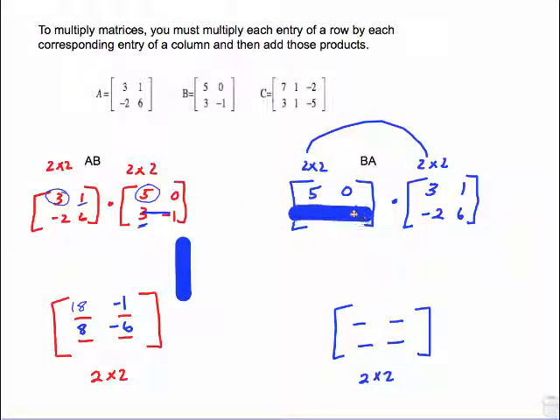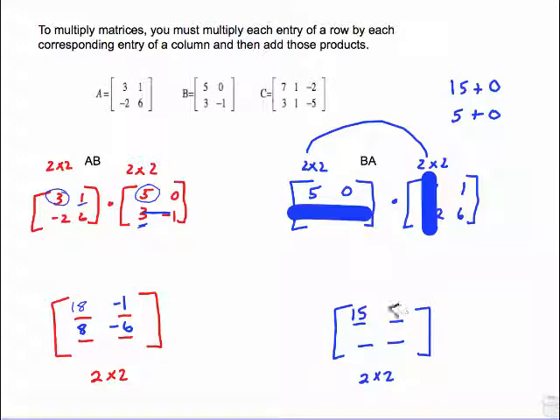Cover the bottom row and cover the second column for right now. 5 times 3 is 15, plus 0 times -2 is 0, gives me a 15 right there. So with this one, I'm not writing out the multiplications, I am writing out the product and the sum. Now I want to do the first row times the second column, and that will be 5 times 1, which is 5, plus 0 times 6, which is 0. That gives me a 5 right there.